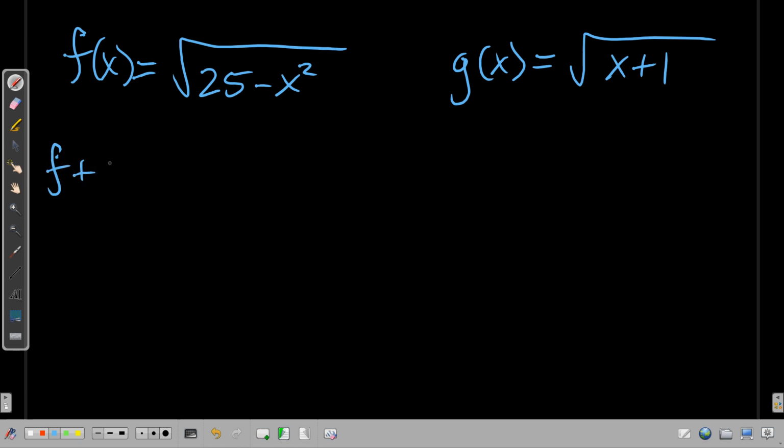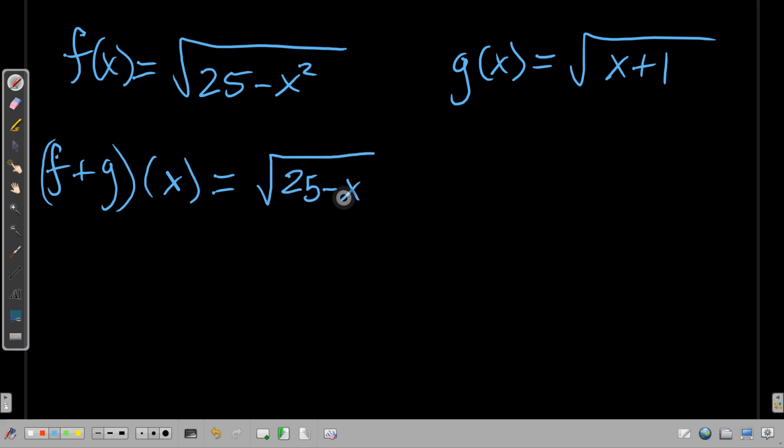Well, this new function, the name of this new function is f plus g. Its variable is x, and it would just be the sum of them. There's nothing you could do to combine those radicals. You can't combine those radicals in any way, so you're stuck.